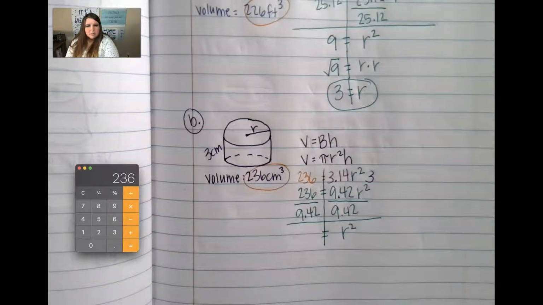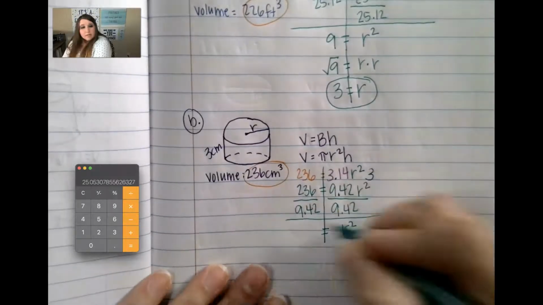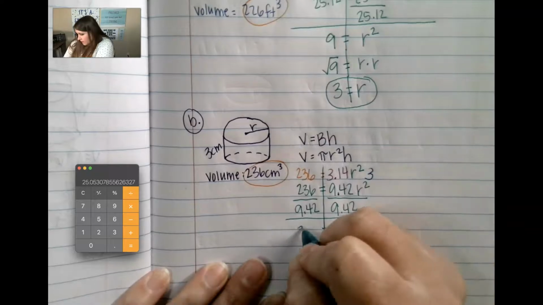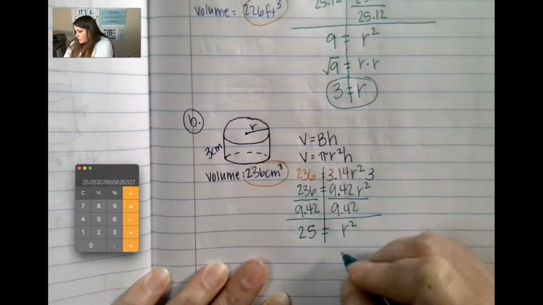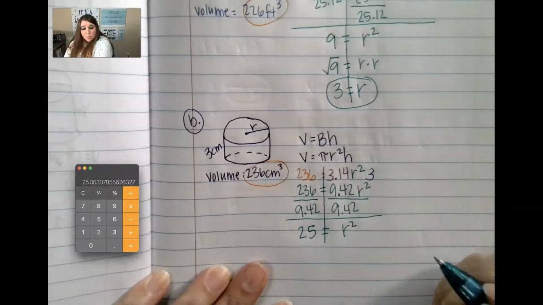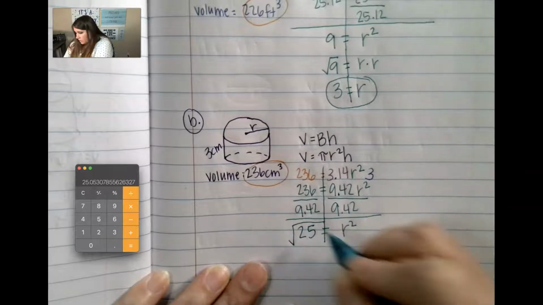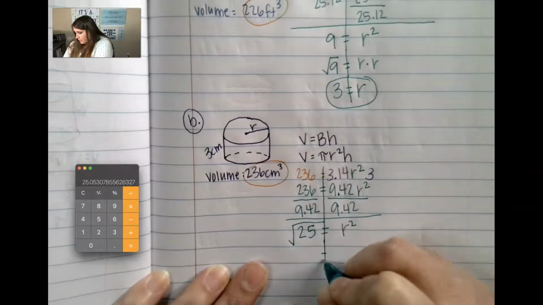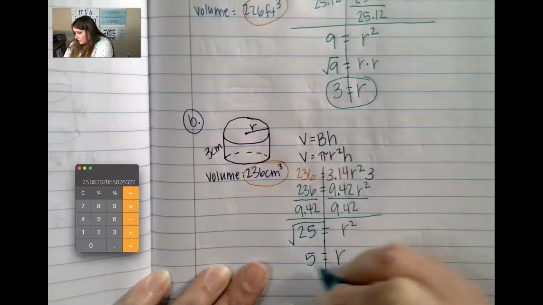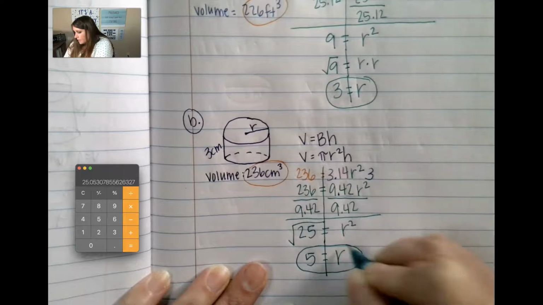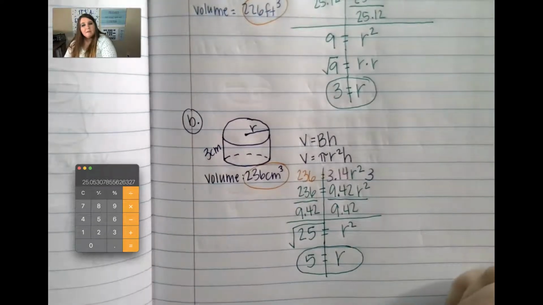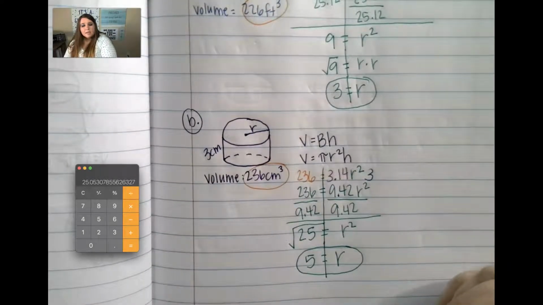So 236 divided by 9.42. And there we go. We're going to round to the nearest whole number here, which is 25. To get r squared, or just to get 1 r, we're going to take the square root of 25. The square root of 25 is 5, because 5 times 5 is 25. And that gives us a radius of 5.